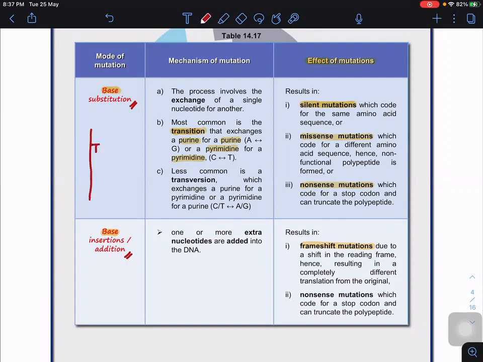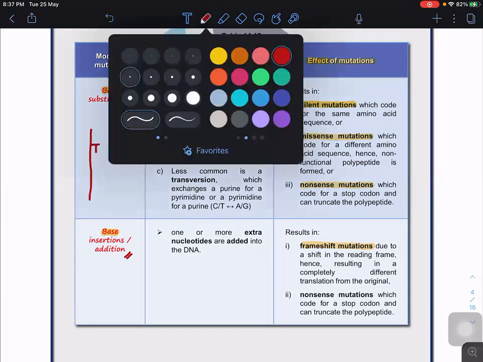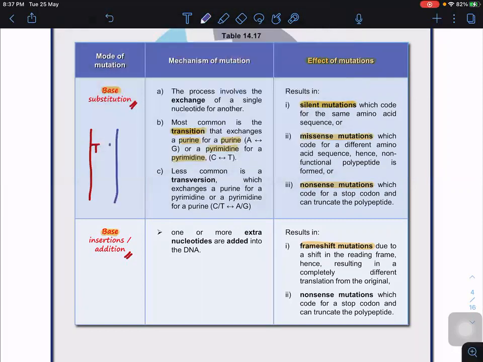Okay, so by right, when you have the new one, we need to add A. But because of the mutation taking place during the DNA replication, instead of A, because A is a purine, but we get G. A and G, both of them are purine. So when you exchange purine to purine, basically it means that the distance of the DNA still remains the same. Correct or not?